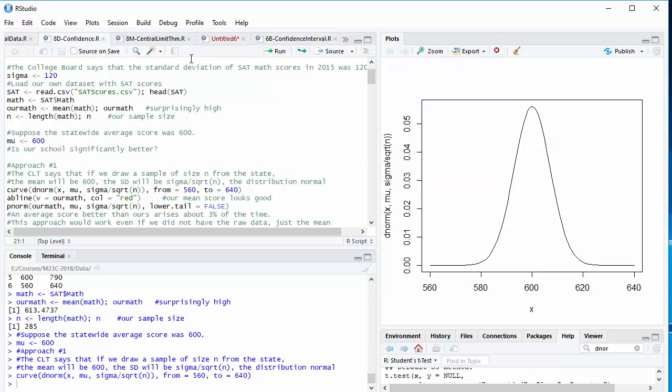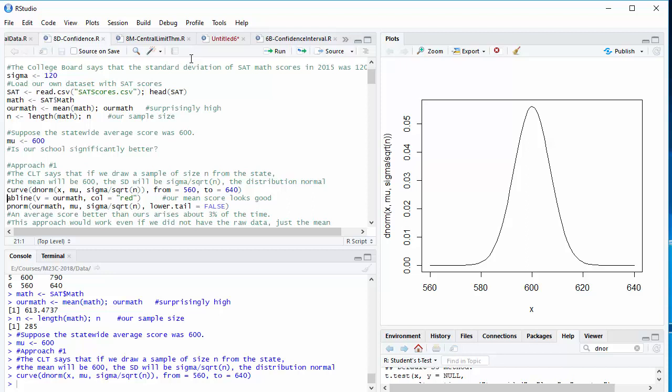The central limit theorem says that if we draw a sample of 285 from the population in the state, no matter whether or not the distribution of SAT scores is normal, the central limit theorem is going to kick in. We'll know that the mean will be 600. We'll know that the standard deviation will be sigma divided by the square root of the sample size, and because of the central limit theorem, the distribution will be normal. So we can actually plot the distribution of those scores. You see it on the right.